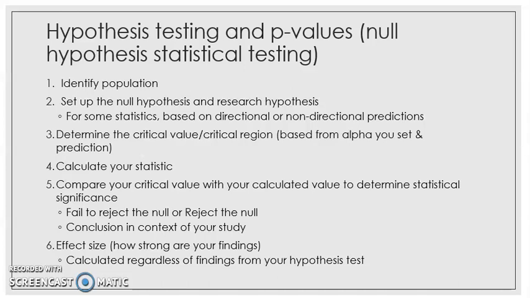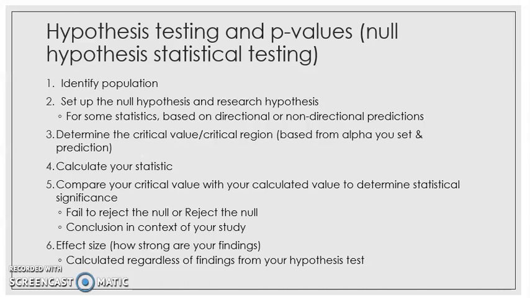Once you've made that decision, you're either going to say fail to reject the null or reject the null. Then you're going to draw a conclusion back to the context of your study. So, explaining what does reject the null mean in terms of the experiment that was run or the scenario you were going through. After you've done that, regardless of which decision you made, you would do effect size testing. That could be Cohen's d. Remember, effect size relates to how strong your findings are, and it's calculated regardless of the decision you made.